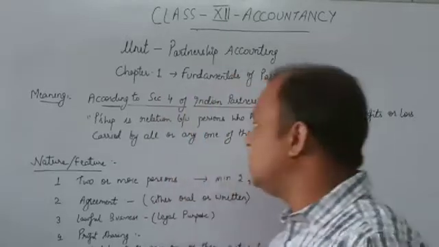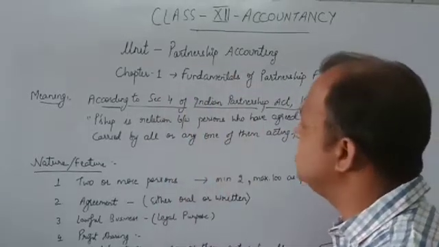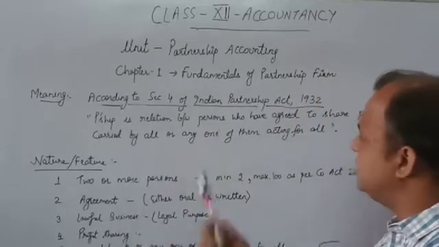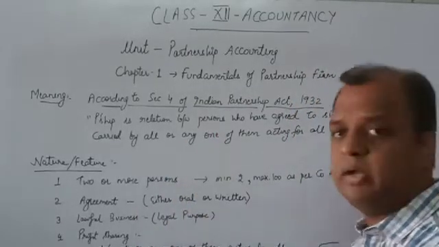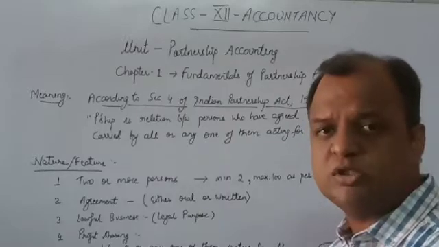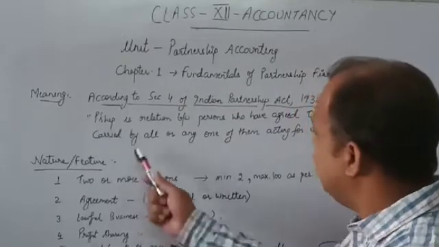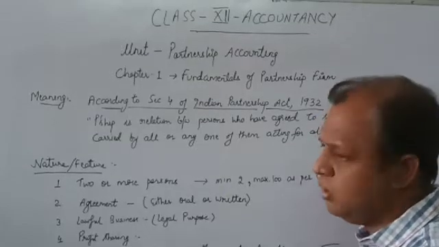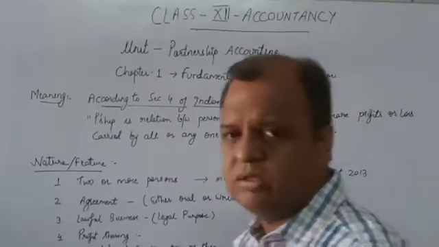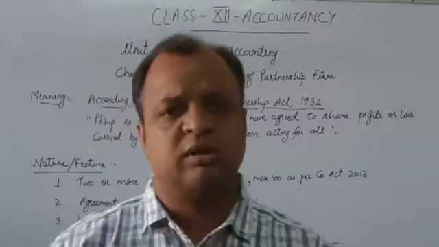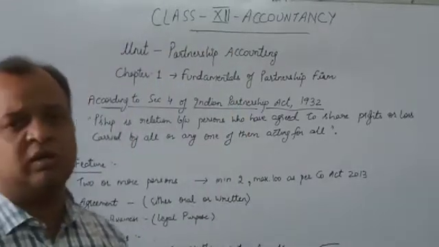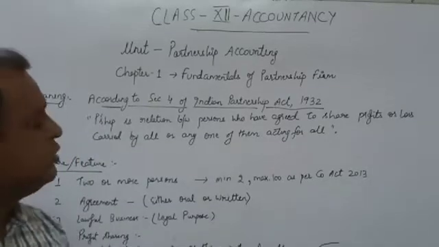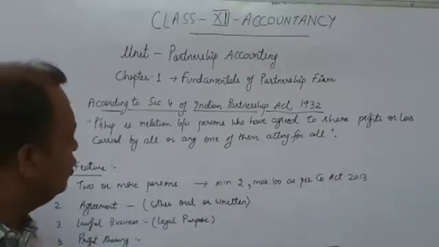Partnership as per the Partnership Act 1932 is defined under section 4. It is a relation between persons who have agreed to share profits or loss carried by all or any one of them acting for all. And this is not a tough definition. This definition you have already studied in 11th class in one of your topics in business studies. So the partnership, in conclusion, I will explain.